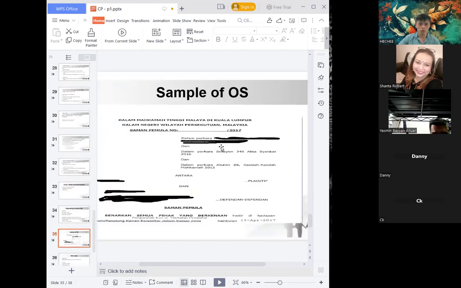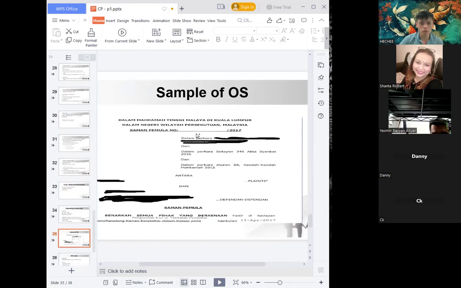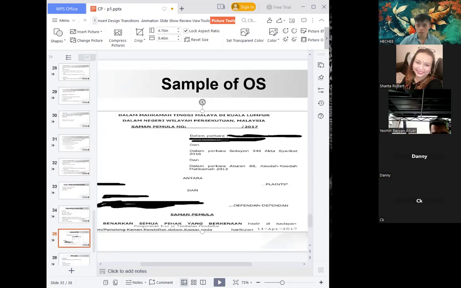So this is a sample of an OS. For everyone's knowledge, this is one of the examples. The title here, we don't call it a title. We call it the entitlement. I will type in the chat box how to spell it. The entitlement will cover Dalam Mahkamah Tinggi Malaya di Kuala Lumpur. So you can see here, in the High Court of Malaya, and then in which particular state.